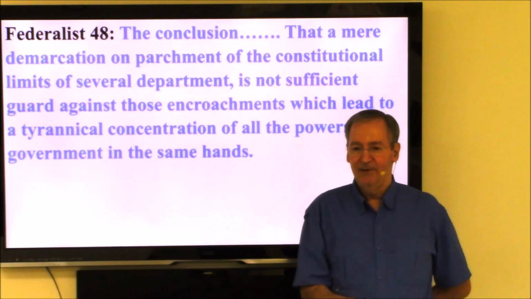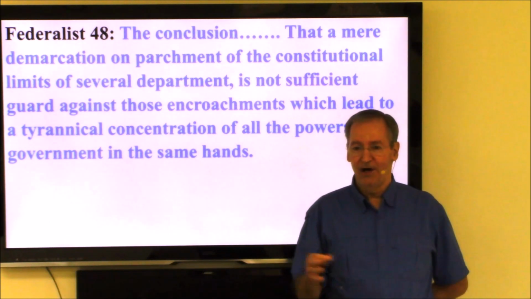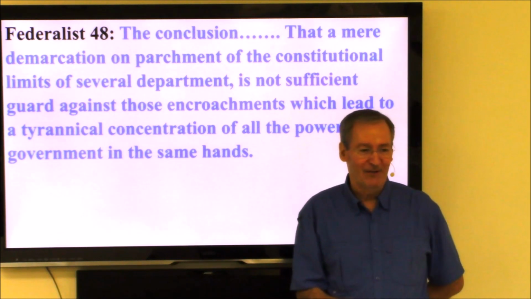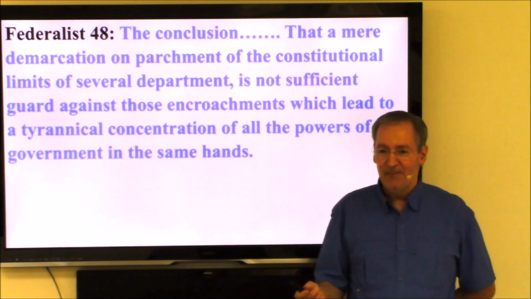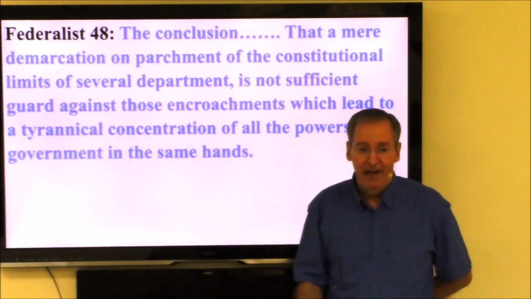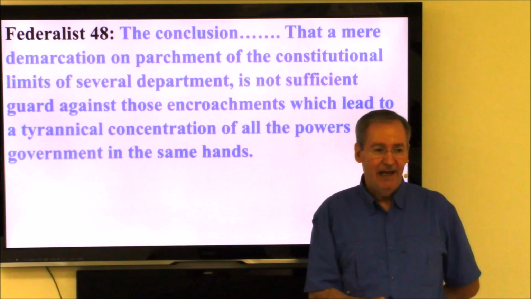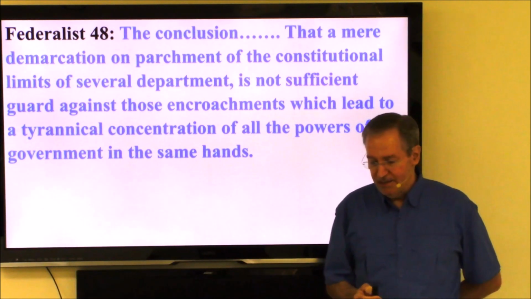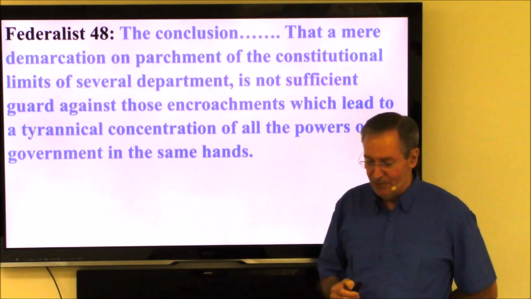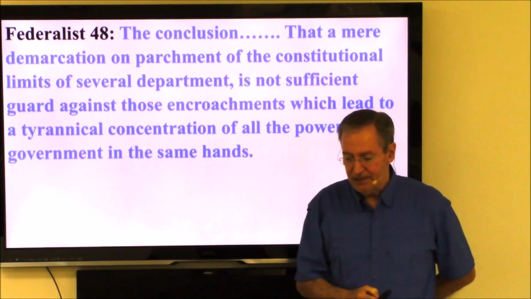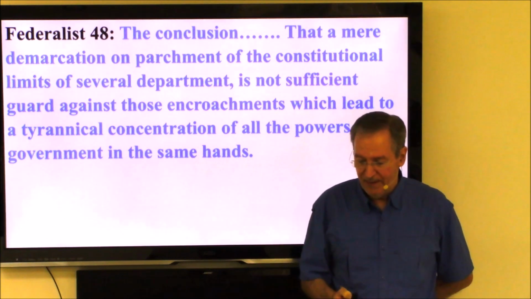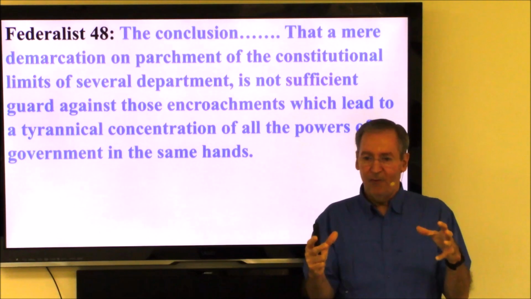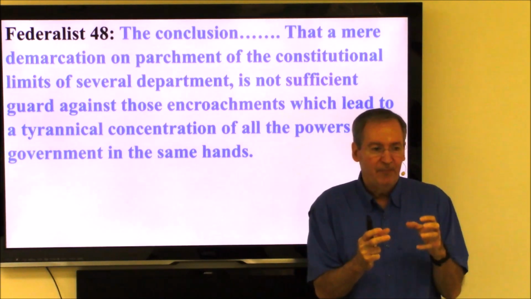Look what God did when He gave the Israelites the law. He carved it in stone, and they still didn't follow it. So you can't make people follow it because it's on paper. And we see that happening today in the things that are going on and how they're not following the Constitution when they should be. It is not a sufficient guard against those encroachments which lead to a tyrannical concentration of all the powers of government in the same hands. In other words, we're trying to keep this from all winding up in one group of people's hands.